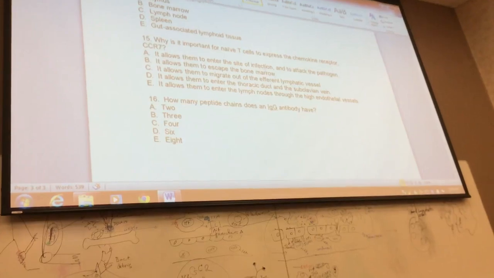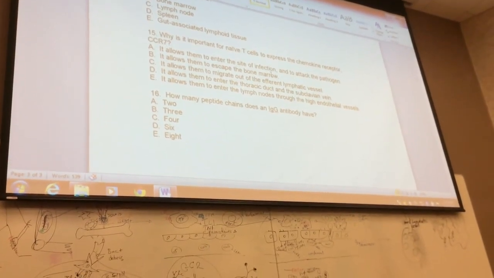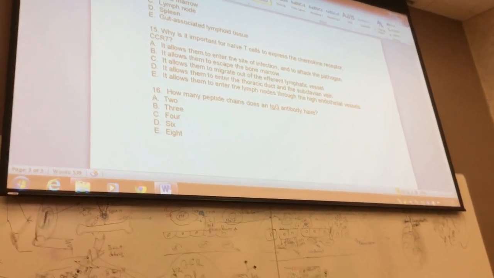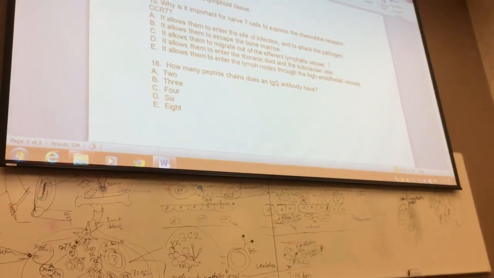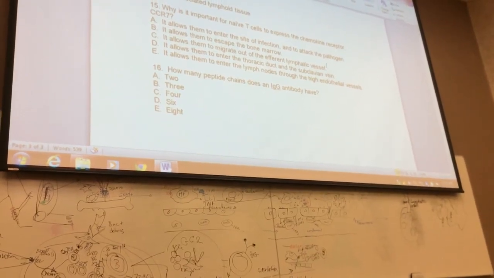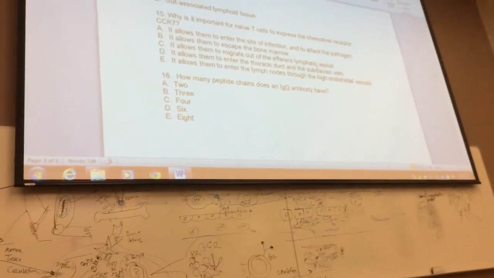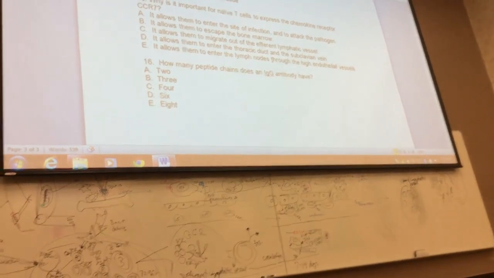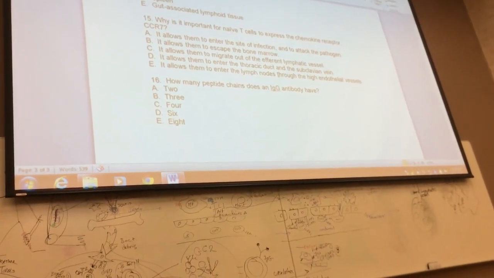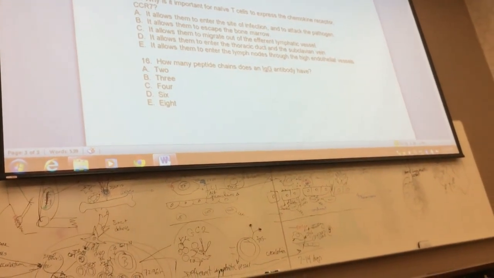Does it allow it to escape the bone marrow, as far as you know? Does it allow it to migrate out of the efferent lymphatic vessel? A little unsure about that one. Does it allow it to enter the thoracic duct and subclavian vein? Does it allow it to enter the lymph nodes through the high endothelial vessels? Yes. Right, so that's the chemokine receptor that a naive T cell will upregulate.